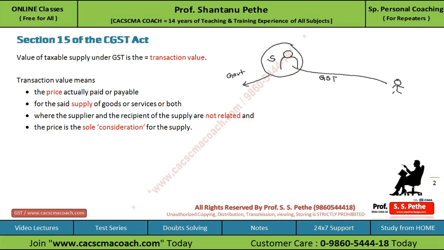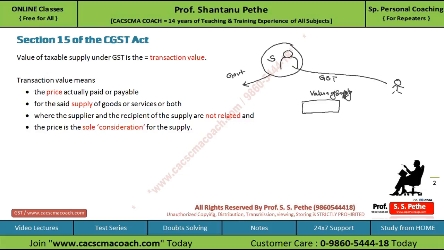Now GST rates are there and these GST rates will be applied on the value of a taxable supply. So whatever he has supplied, you have to find out the value of supply, and on that value of supply the rate of GST will be applied.